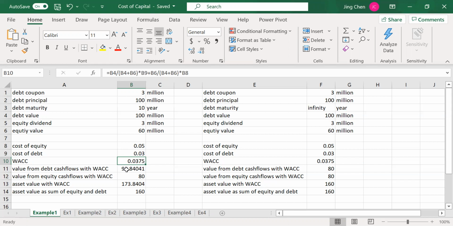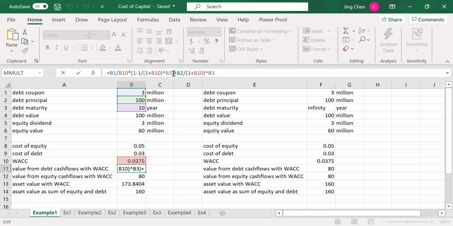Now we calculate the value of debt cash flows and equity cash flows discounted by WACC. First, let's look at the value from debt cash flows. So there are two parts. The first part is the coupon part. Coupon is B1, right? 3 million, and discounted by this WACC. It lasts for 10 years.